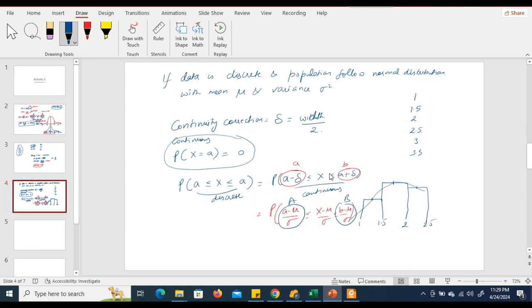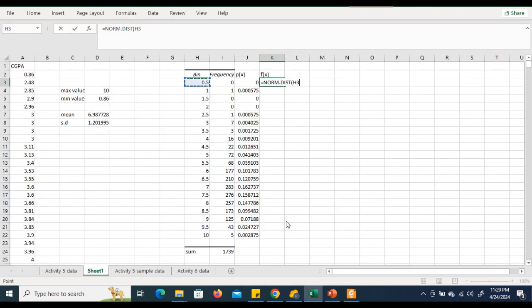Like I told you, if I want to calculate the probability from A to B, at point A we need to convert the data into continuous form. In the left limit we need to subtract the continuity correction, and in the right side we need to add the continuity correction. And what is the continuity correction? It is half of the width of the interval. The width of the interval is 0.5, right? So in H3 we need to add half of the width size. The width size is 0.5, so 0.5 divided by 2 is 0.25.